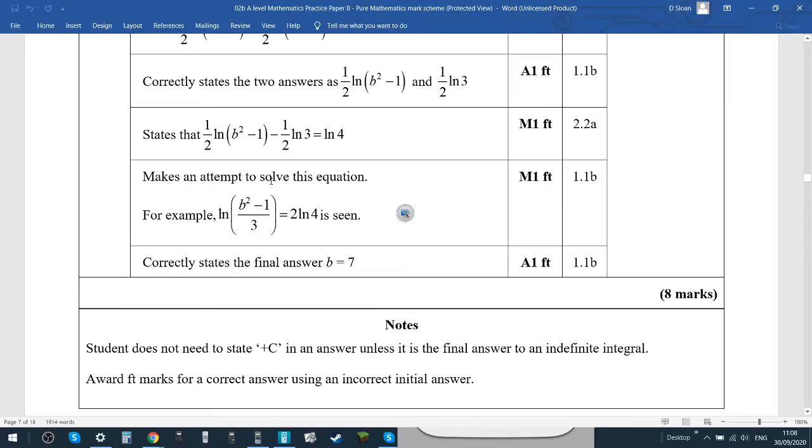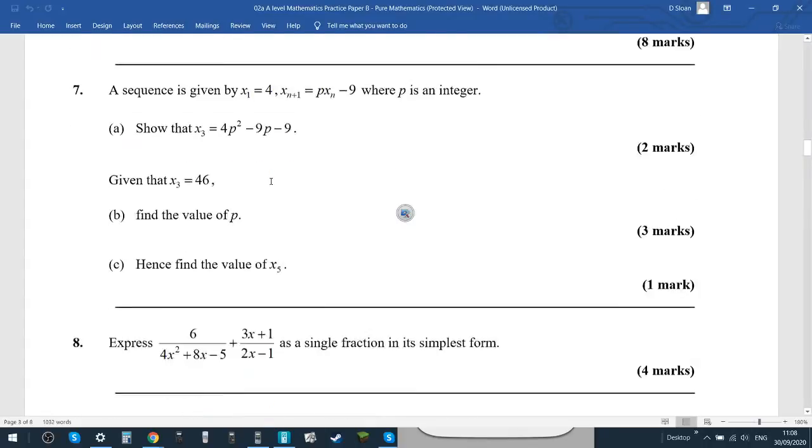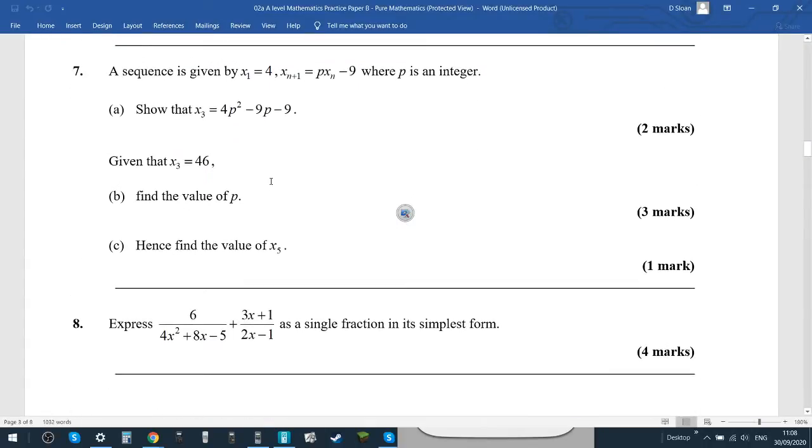And let me just see. A level. So this has year 2 stuff in it, I believe. Sequence. Let's try this.